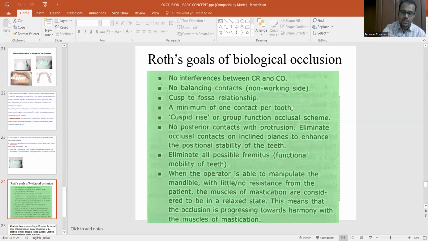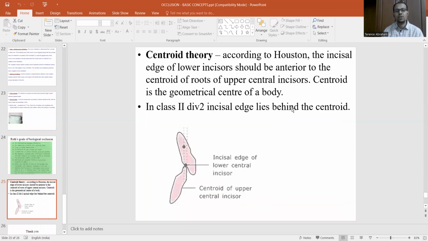So coming to the next concept, that is the centroid theory. Centroid theory was introduced by Houston. That means the incisal edges of the lower incisors should be anterior to the centroid of the roots of the upper central incisors. What is centroid? It is the geometric center of the root of the maxillary anterior teeth. So the incisal tip of the lower anterior should be ahead of that geometric center of the roots of the maxillary anterior teeth.